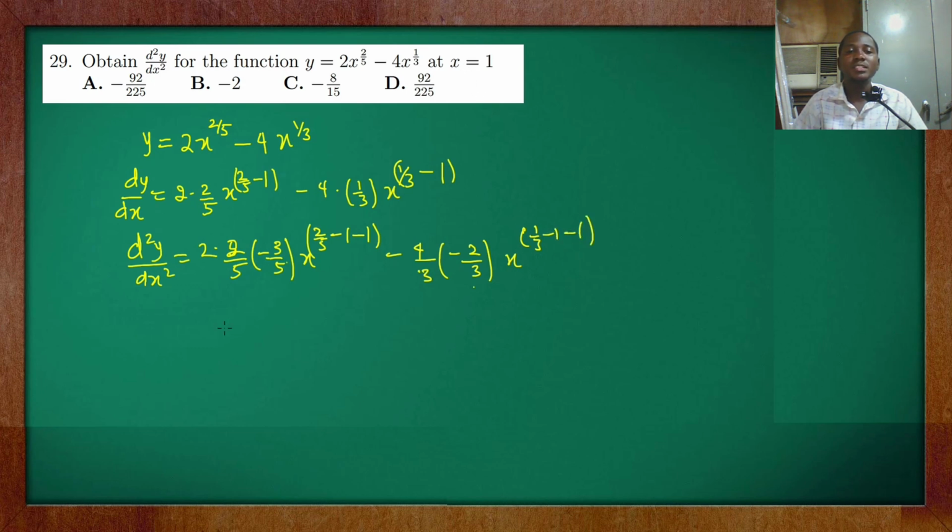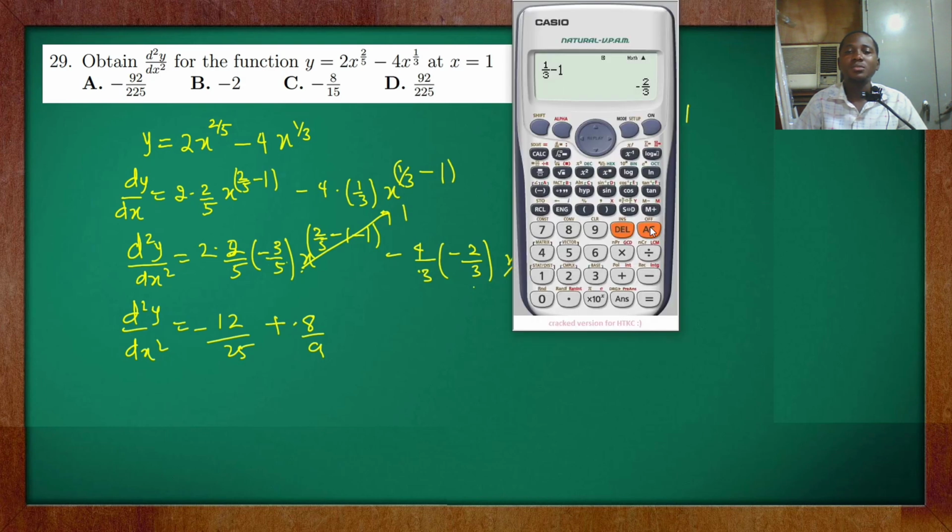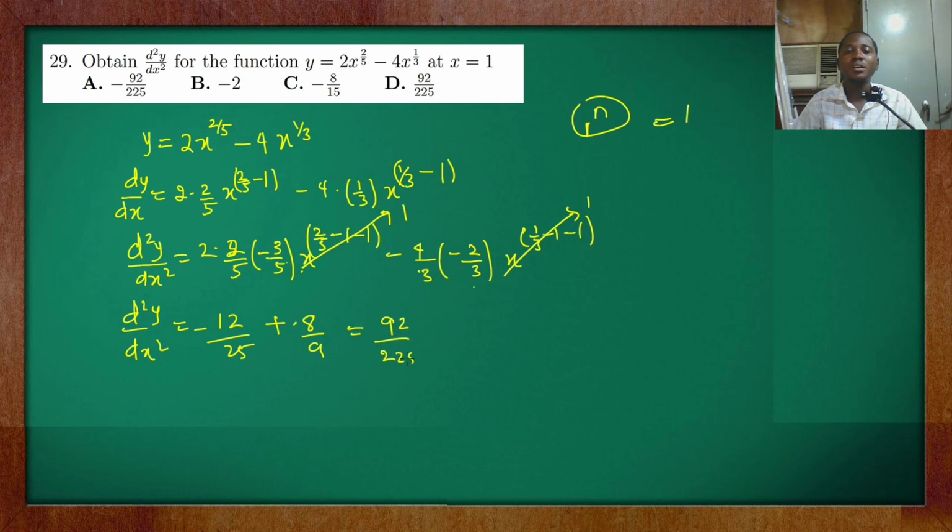Since they said at point x equals 1, you know that 1 raised to the power of any number will always give me 1. So this goes to 1, this goes to 1. I get what I'm saying. Then we have 4 times 3, that's 12, that's minus 12 over 25. Then here we have plus 8 over 9. If we simplify this with our calculator, we have 8 over 9 minus 12 over 25, so we have 92 over 225. So the correct option to this question is Option D. All right, so let's move on to the next question.